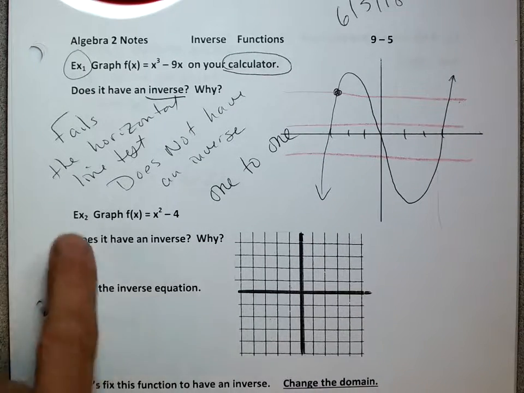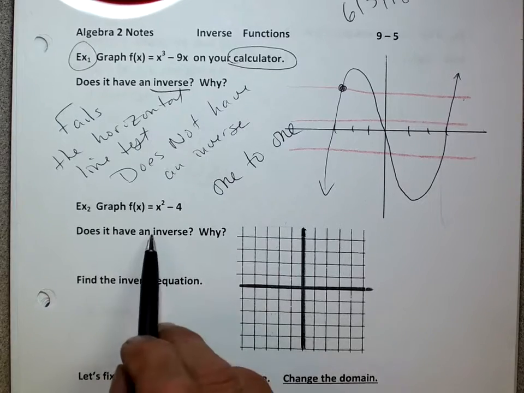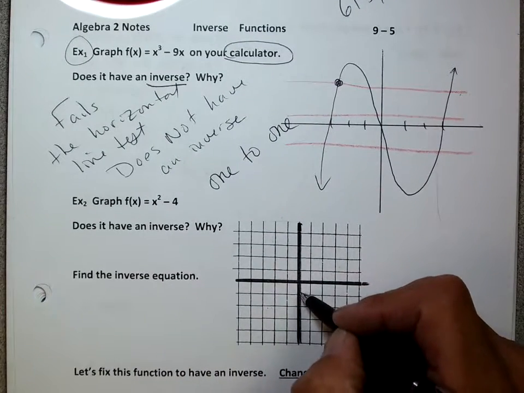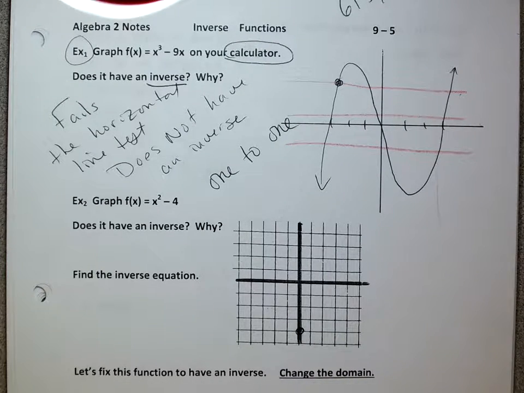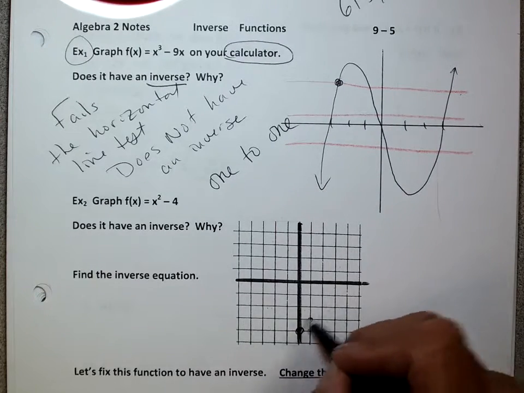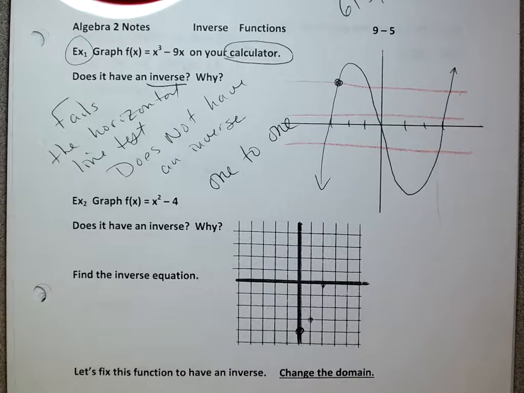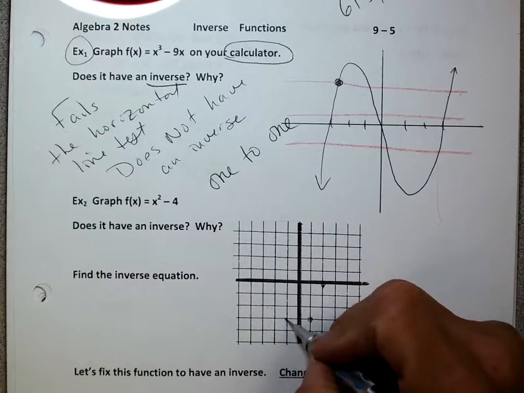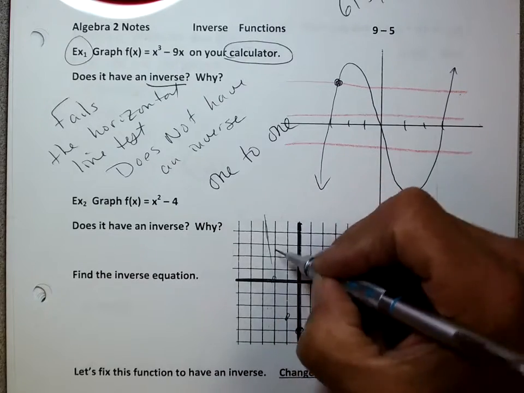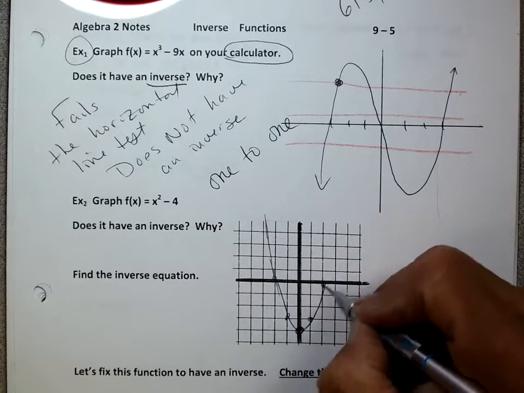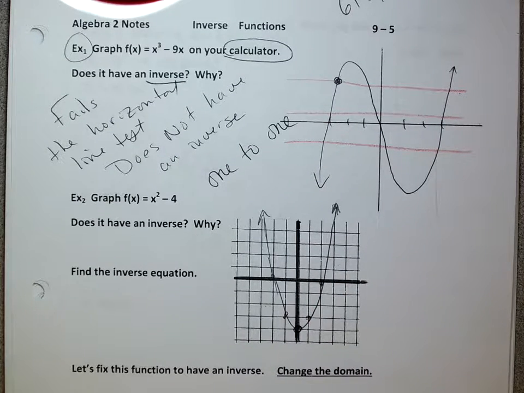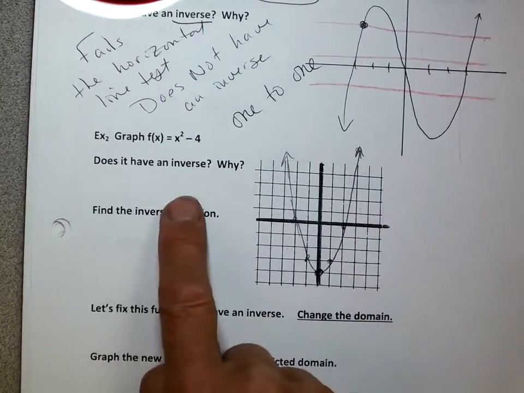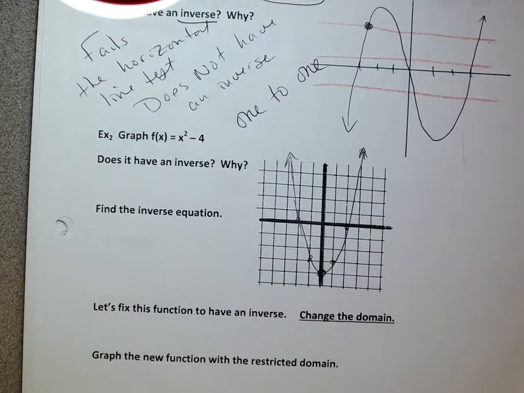So example 2. We're going to graph example 2. Start at -4, 1, 2, 3, 4. And then we're going to go ahead and do our 1, 2, 4, and we've graphed this probably before. We've done this lesson before. So does it have an inverse? No, it does not, because it won't pass the horizontal line test.